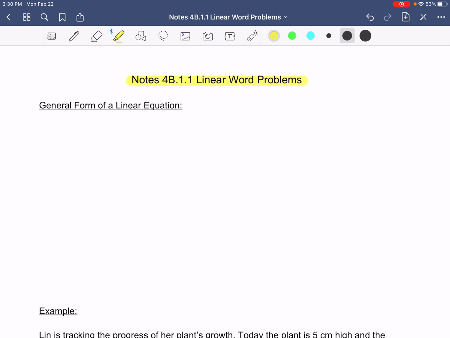4B.1.1, linear word problems. Start off with the general form of a linear equation. We're just going to be looking at the same one we looked at yesterday: y equals mx plus b, but today we're going to have word problems. It's not going to say, here's the slope, here's the y-intercept. It's going to give you a real world scenario, and you have to come up with your equation.